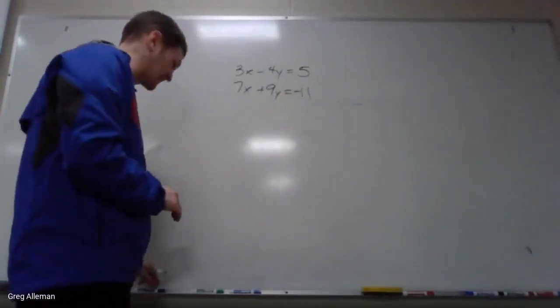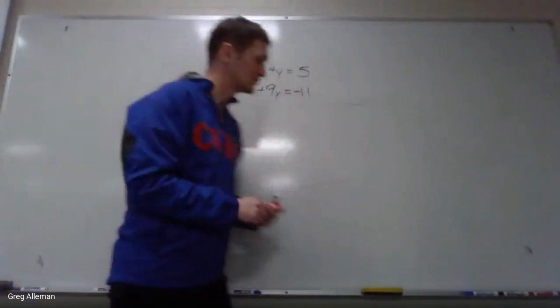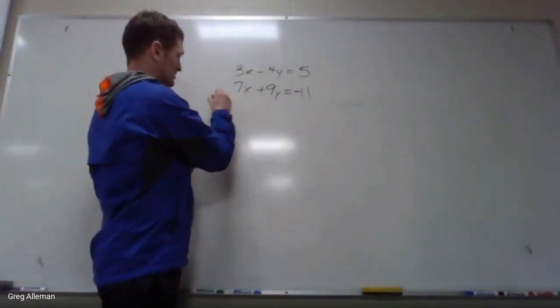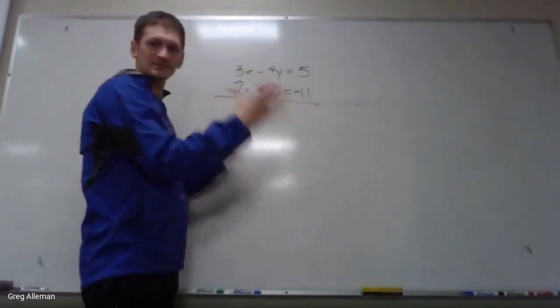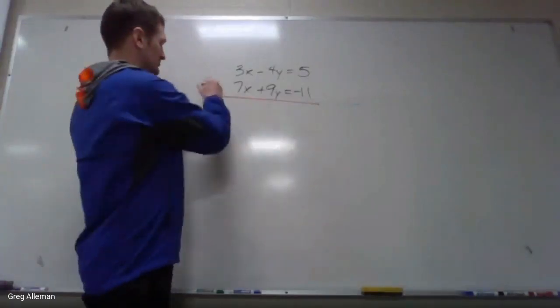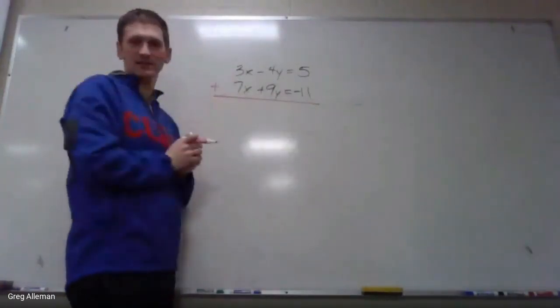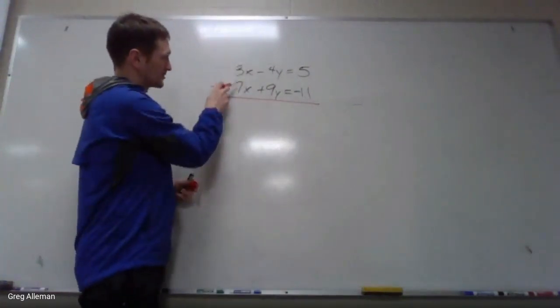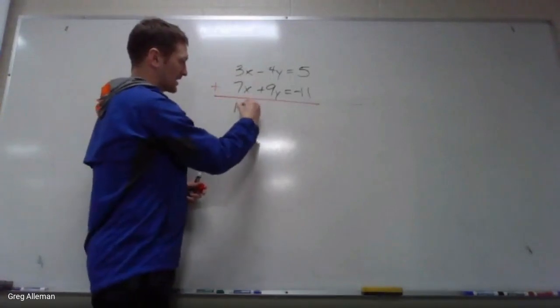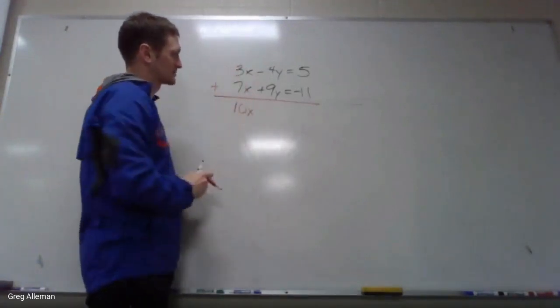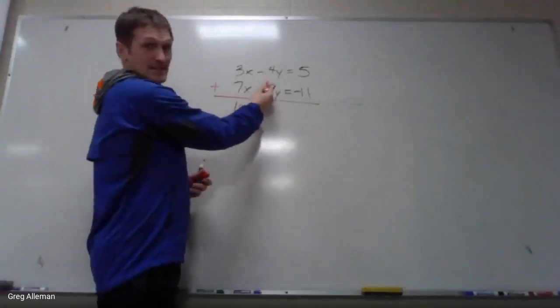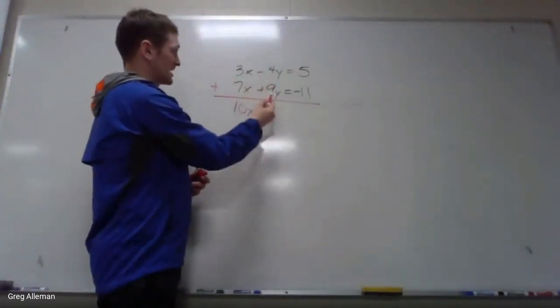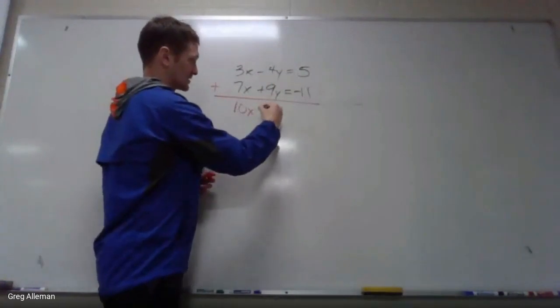If you have everything lined up like this, then just like you would add regular numbers the old school way, you put the equation bar and you add them like this. And then you add the terms together. So 3x plus 7x is 10x. We can do that because they're like terms. Then -4, think of that as a -4, plus 9 is 5. So it's a positive 5.